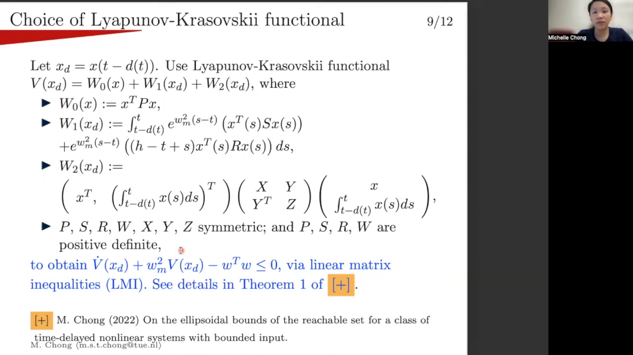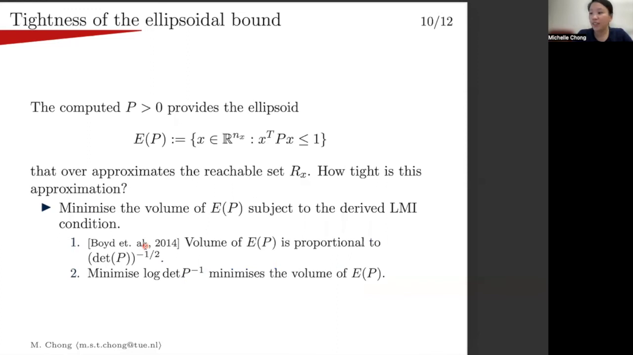We can show that with this particular choice of the Lyapunov-Krasovskii functional, we can obtain the inequality that we needed from before to show that the ellipsoid does indeed over-approximate the reachable set. Details of this derivation can be found in our paper. As mentioned earlier, the symmetric and positive definite matrix P, which has been obtained from our linear matrix inequality condition earlier, provides us with an ellipsoid that over-approximates the reachable set Rx.